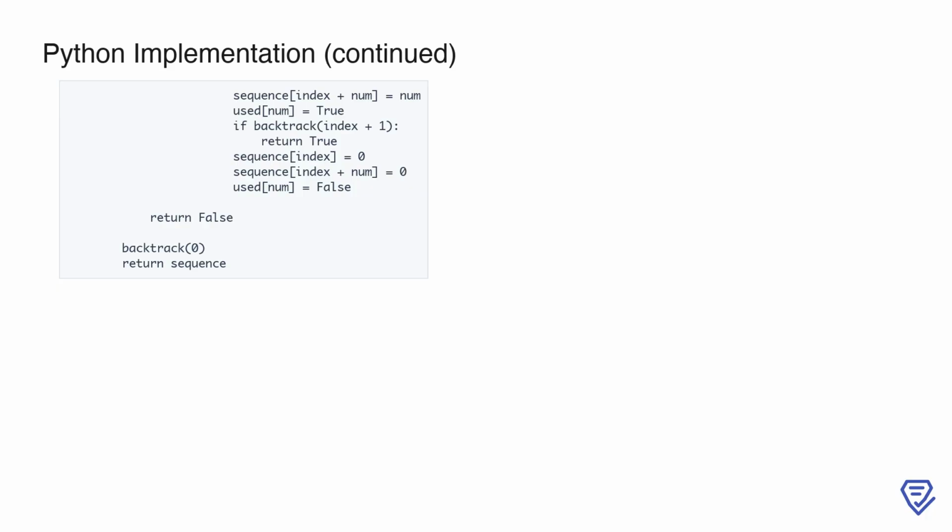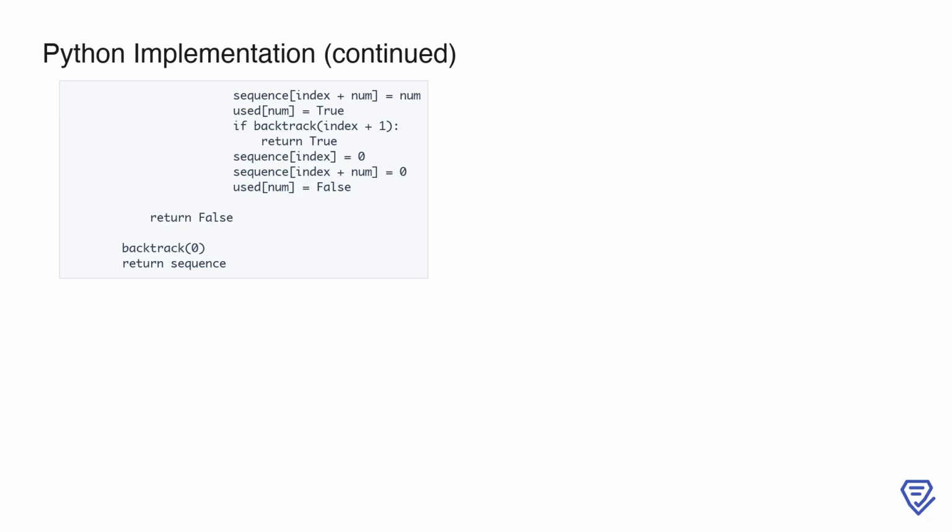However, if the attempt fails, we backtrack by resetting both positions to 0 and marking the number as unused, effectively undoing the placement. Finally, if none of the numbers can be placed at the current index, we return false to signal that the current path does not lead to a valid sequence. After defining the backtrack function, we invoke it with the starting index of 0 to kick off the recursion.